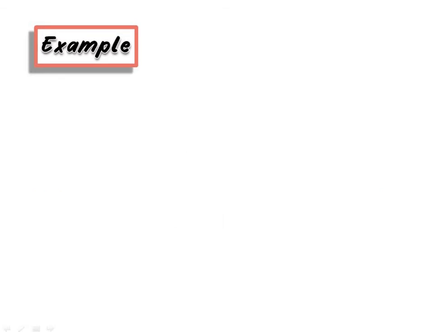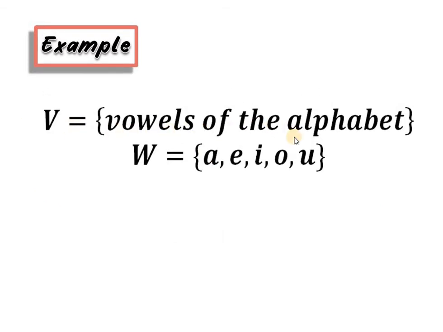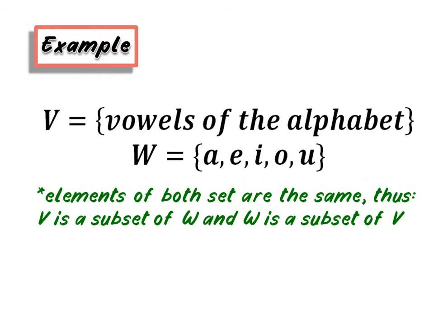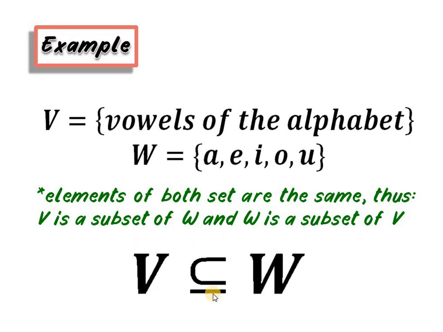Another example, V is equal to the vowels of the alphabet and W is equal to {A, E, I, O, U}. What are the elements of set V? Good job, they are A, E, I, O, U, which is exactly the same as set W. Since elements of both sets are the same, thus V is a subset of W and W is a subset of V. In symbols, we can write it as V is an improper subset of W.